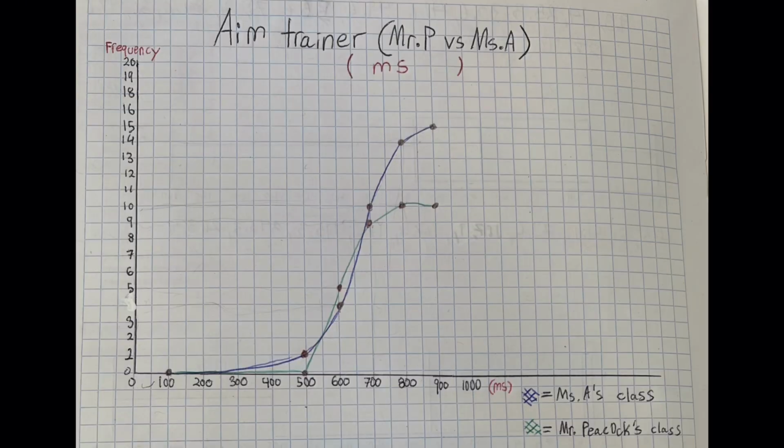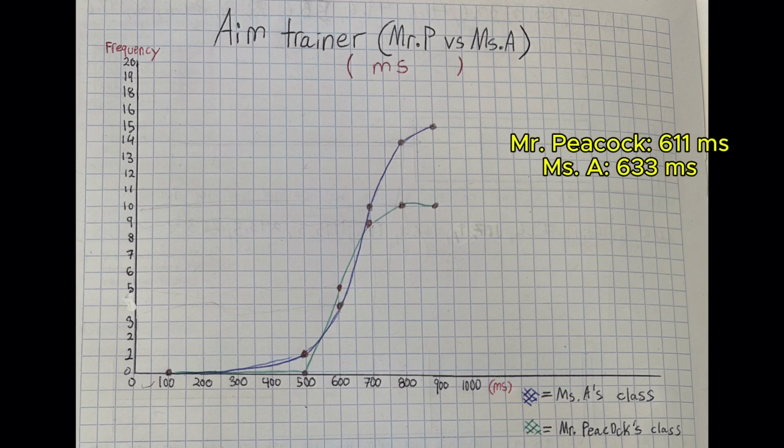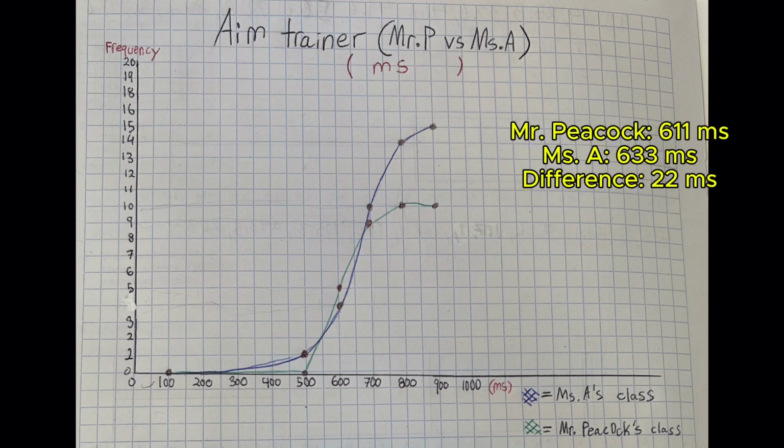Calculating our average for each class shows us that Mr. Peacock's class had an average of 611 milliseconds, while Mrs. A's class had an average of 633 milliseconds. This means overall, Mr. Peacock's class was faster by 22 milliseconds than Miss A's.